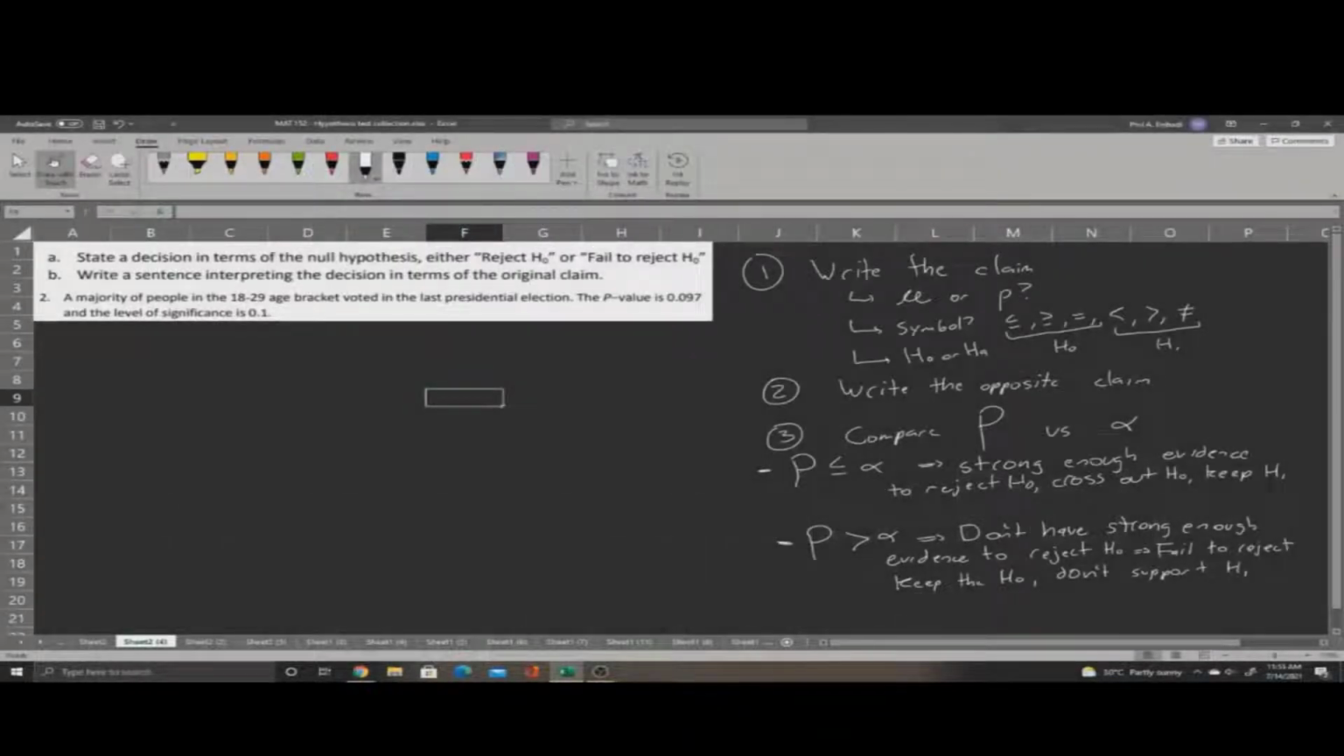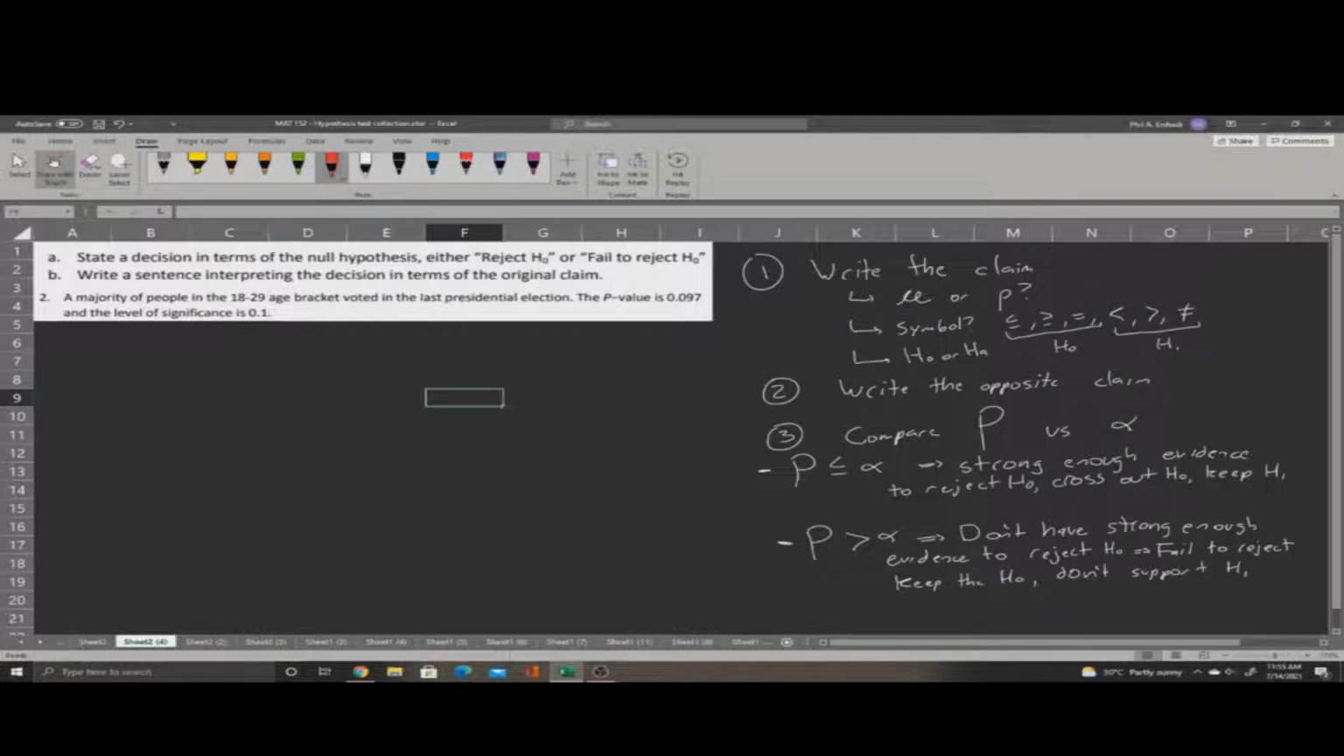Here we'll get some more practice with writing claims and deciding whether or not to reject the null hypothesis. In this question it says a majority of people in the 18 to 29 age bracket voted in the last presidential election. The p-value is 0.097 and the level of significance is 0.1. On the right I've written out 3 steps. Let's begin with the first step, writing the claim.